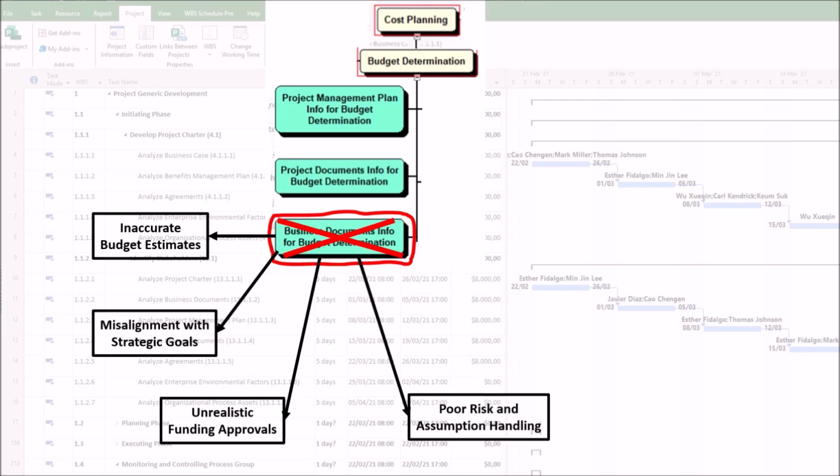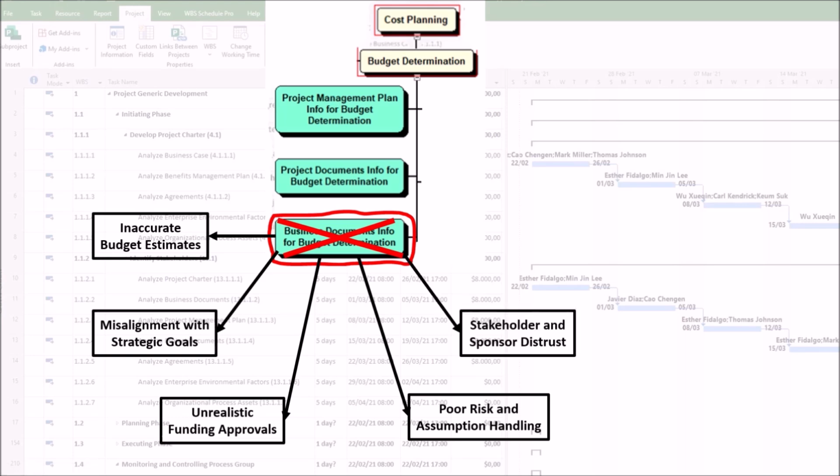4. Poor risk and assumption handling. Business documents that ignore risks or rely on flawed assumptions distort budget contingencies. This can result in unexpected costs arising but without the allocation of reserves. For example, a benefits management plan that assumes stable supply chain costs fails when market volatility intensifies.